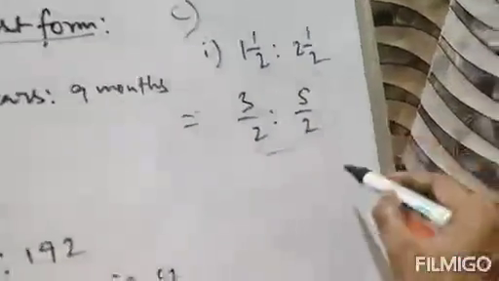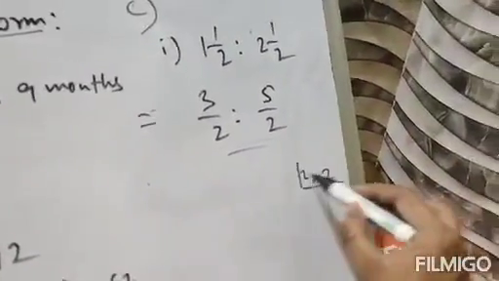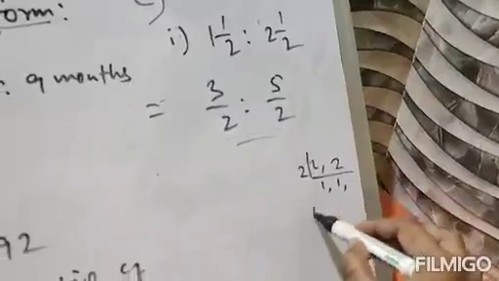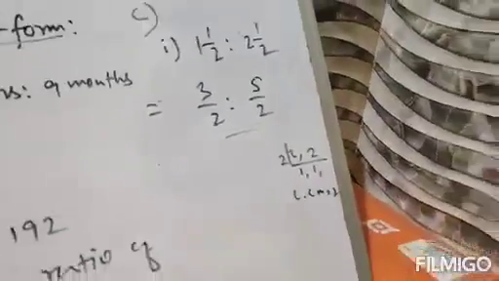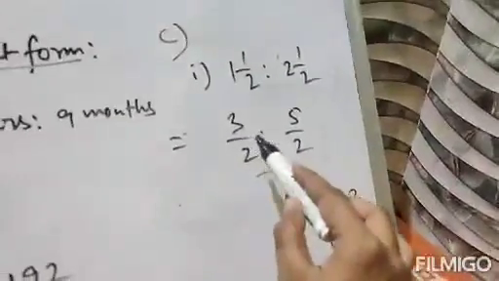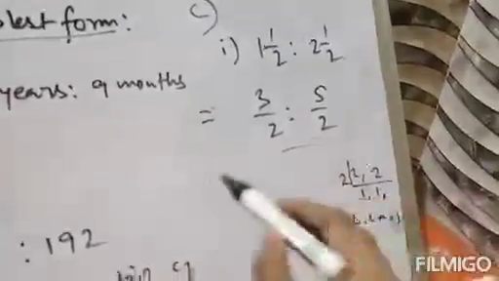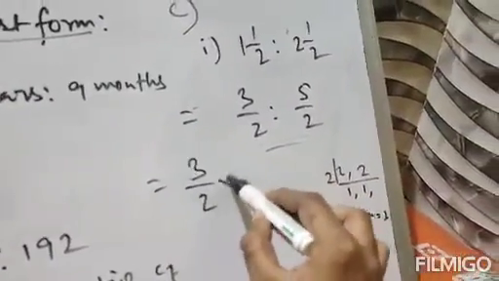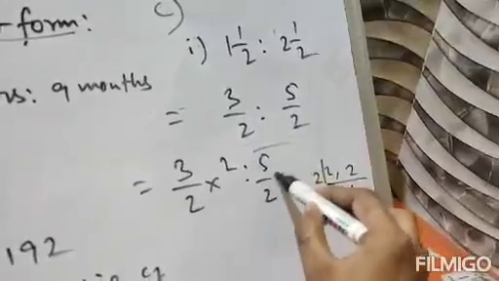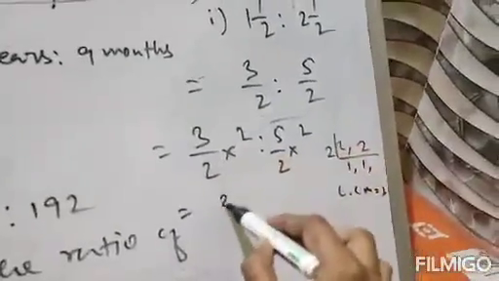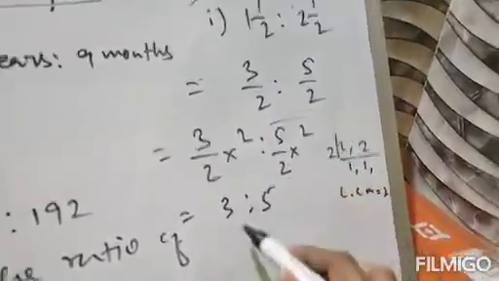So LCM of 2 and 2, if you do it in your rough space, will be 2. So just multiply each fraction with the LCM. LCM is 2, therefore 3 by 2 into 2, 5 by 2 into 2. So 2 will reduce, and we get 3 is to 5. That is the simplest form.